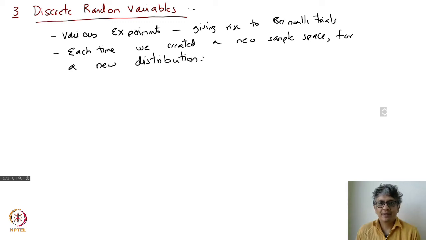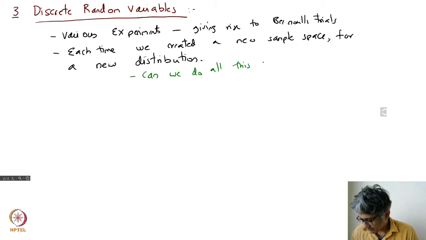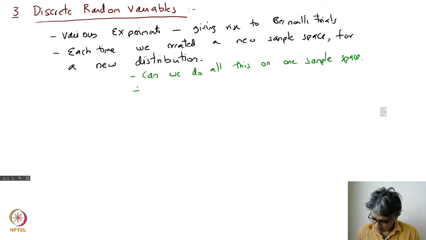Which means that every time I gave you a hypergeometric, I said, okay, I have this sample space; for Poisson, I gave another one, and so on. Now this is a little inconvenient. Can we do all this in one sample space? You don't want to change it each time. The question I want to ask is: can we do all this on one sample space, rather than keep changing things? So the jump is from this to this.